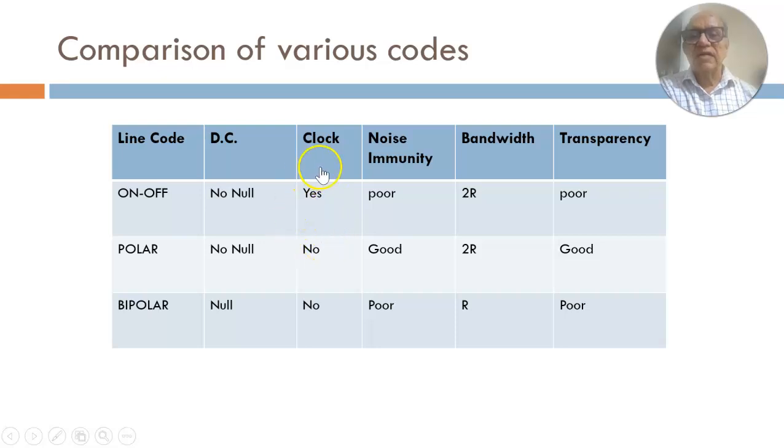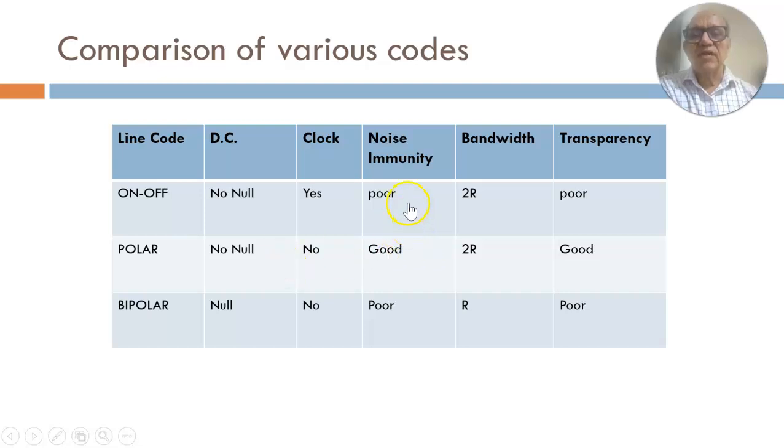What about the clock? Can you extract the clock? From on-off signaling you can extract it, from polar and bipolar you cannot. However, what you can do at the receiver is that for a polar signal, as we discussed in our last session, you can use a half-wave rectifier to convert polar to on-off signaling and then extract the clock. Whereas for bipolar, you can do full wave rectification and then extract the clock.